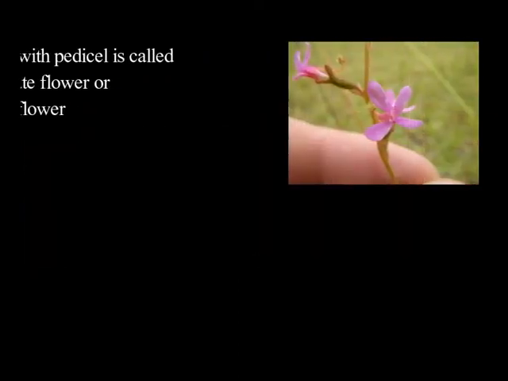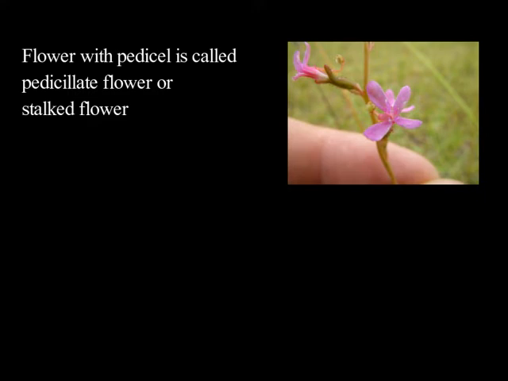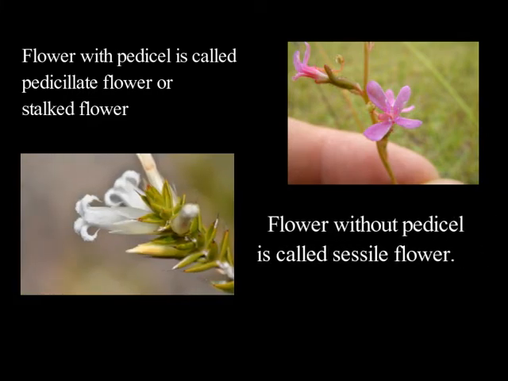The flower with a pedicel is called a pedicellate flower, or stalked flower, while the flower without a pedicel is called a sessile flower. The end of the stalk or pedicel on which floral whorls are arranged is called the thalamus or receptacle.